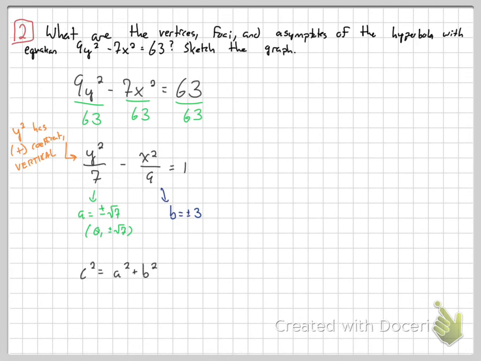Using that information, I'm going to be able to find my foci. So I plug these in: c squared equals 7 plus 9, which is 16. My c value is 4, so my focus points are at positive and negative 4.